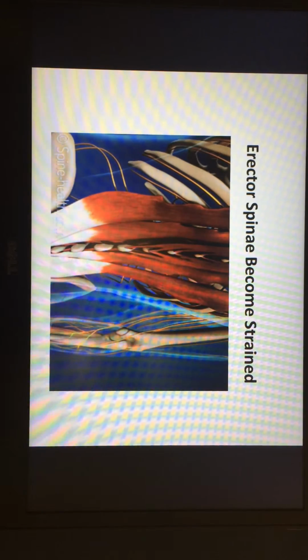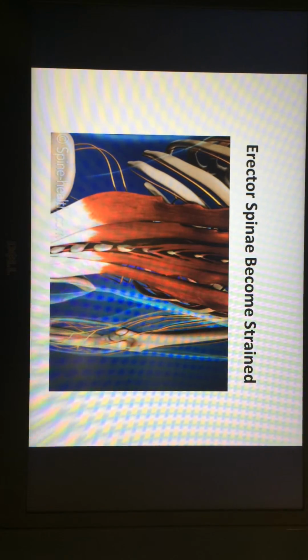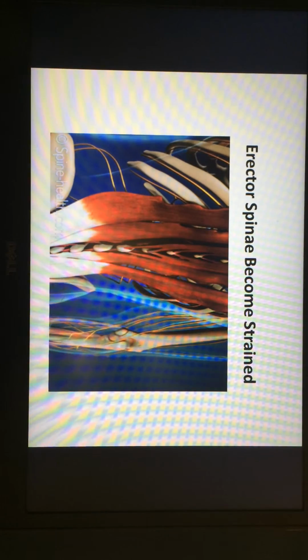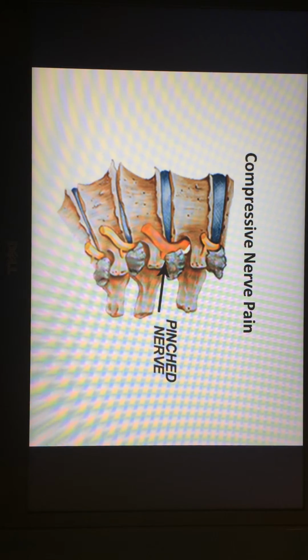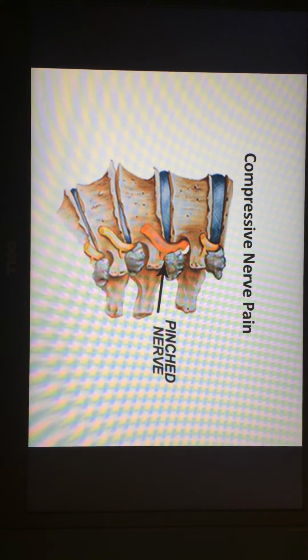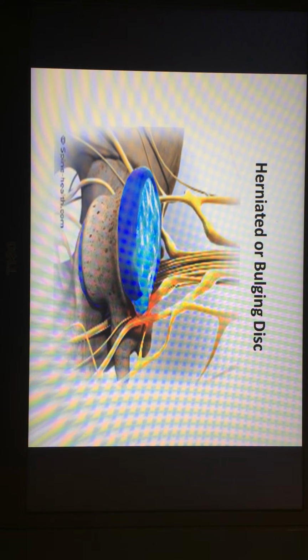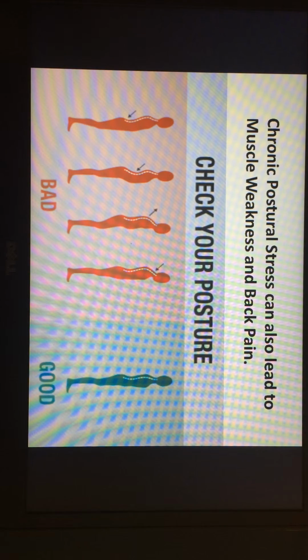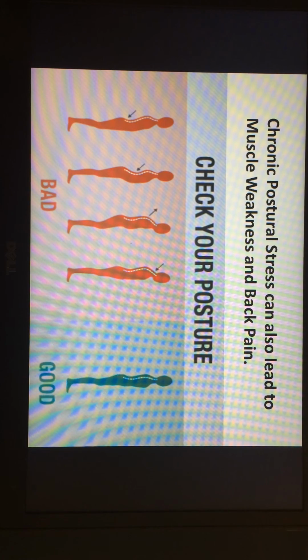In review, many structures can cause low back pain. They are a muscle strain of the erector spinae, compression of the nerve causing pain, and age-related arthritic bony pain. The disc space becomes a source of pain due to herniation or a bulge. Chronic postural stress from standing or sitting in one position for a prolonged period of time can also lead to muscle weakness and back pain. Remember, your best defense is good posture.